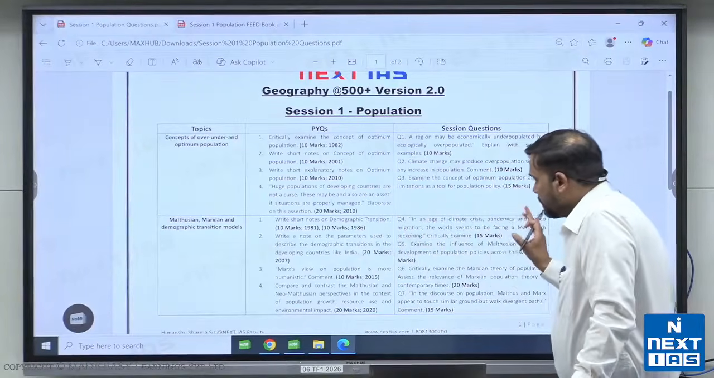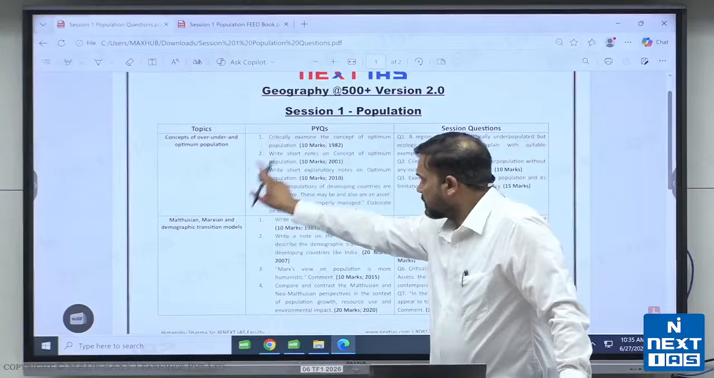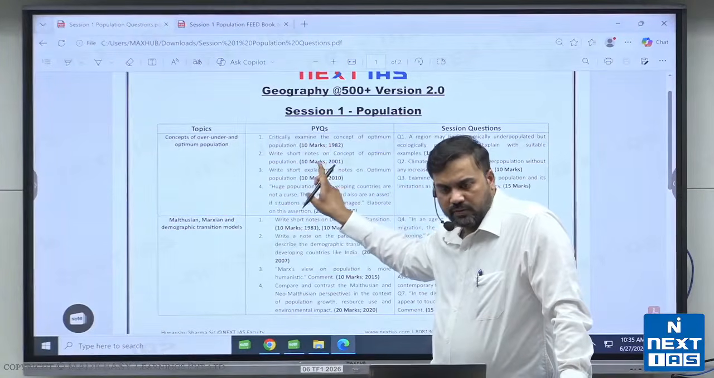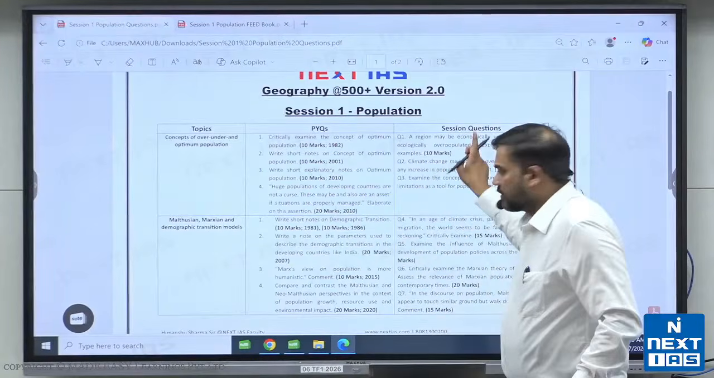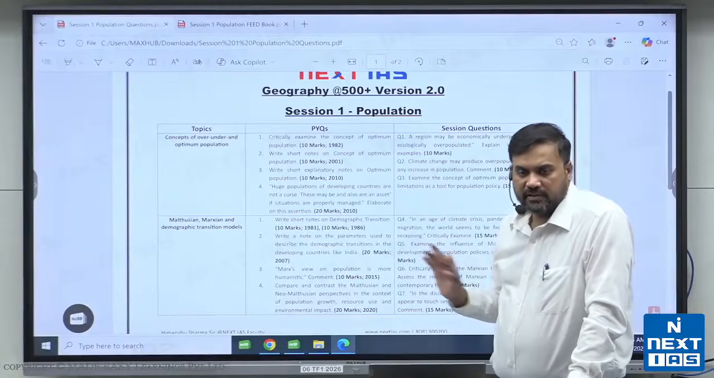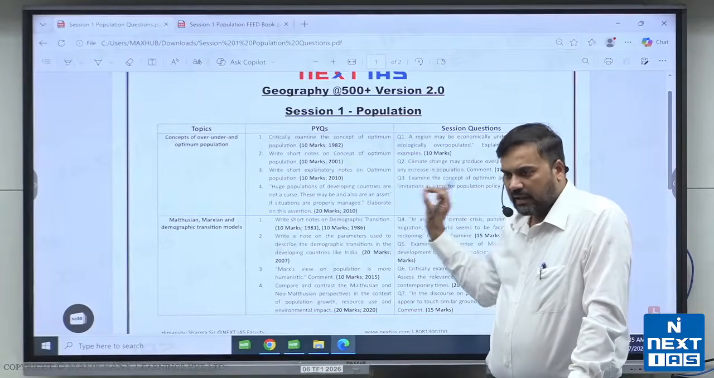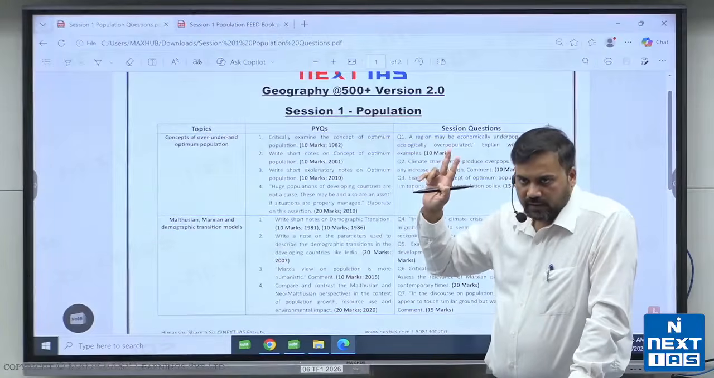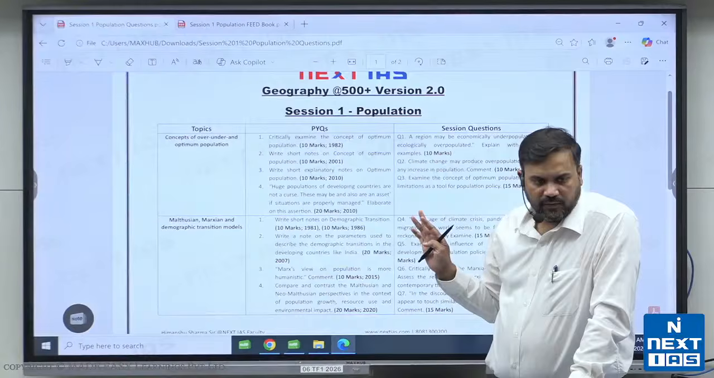ठीक है. Now, here you can see there will be topics. The PYQs which have been asked from that topic will be given also, and there will be the session questions. These are the session questions which we'll be discussing in the classes. Every question we will take up, and I will give you 2 minutes. In these 2 minutes you have a choice. You can waste them like the majority of them do.